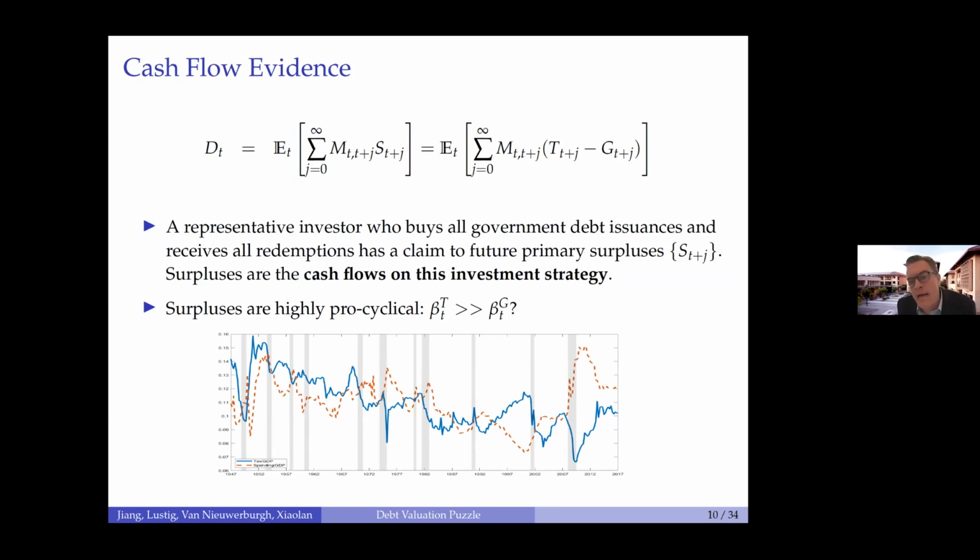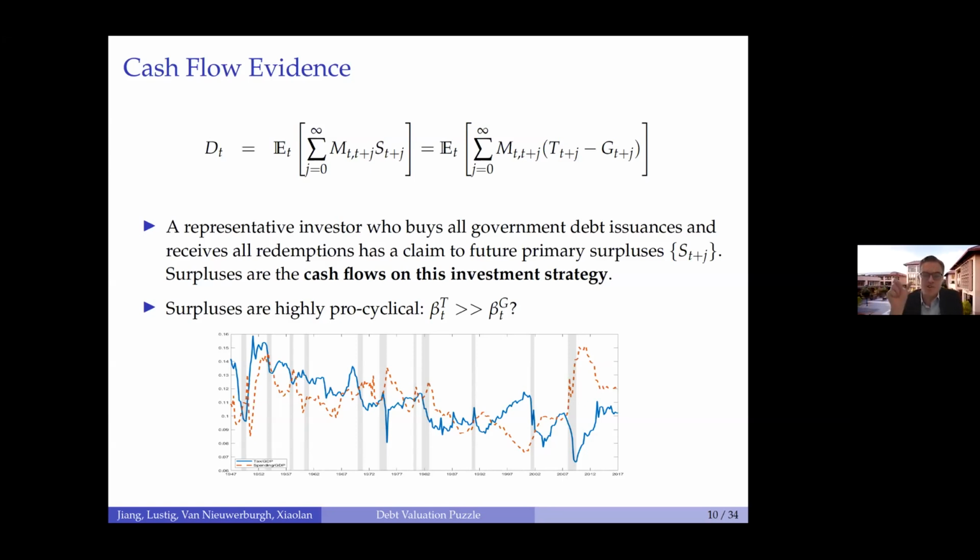And I want to point out that this is not just some abstract exercise. You might think, how is this relevant? Well, if you were an investor who was consistently buying all of the Treasuries that are being auctioned off and you just hold until maturity, that primary surplus is literally the cash flow on your investment strategy. So there is a very direct mapping to an actual investment strategy that we are considering. This is not just some abstract exercise.